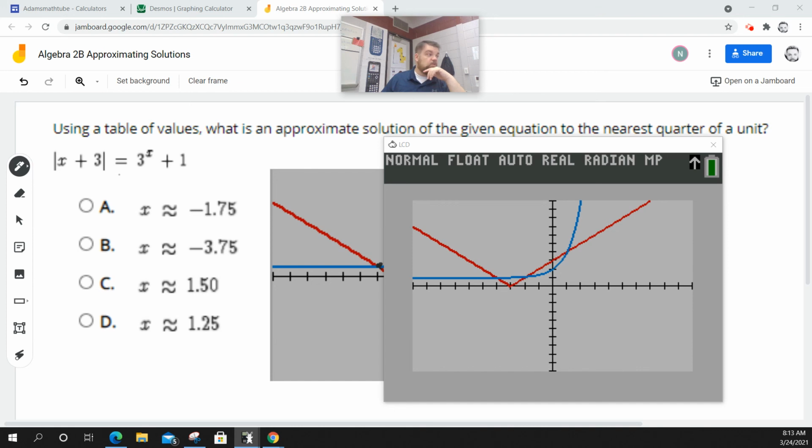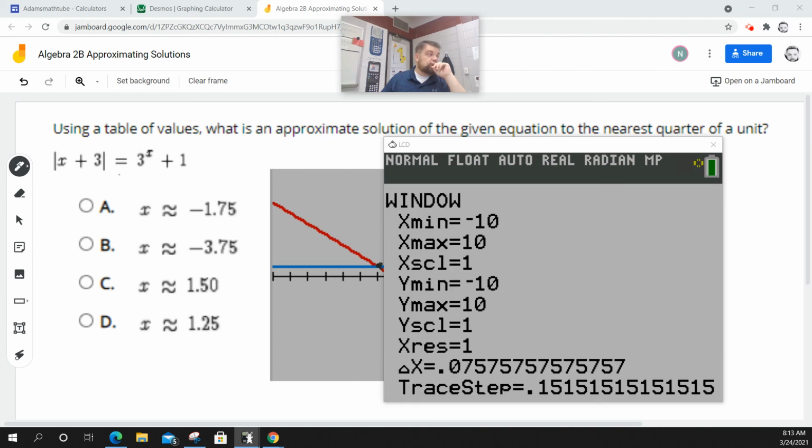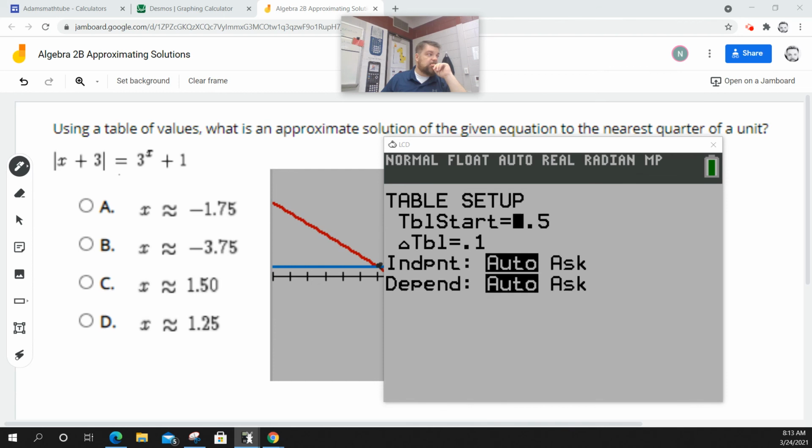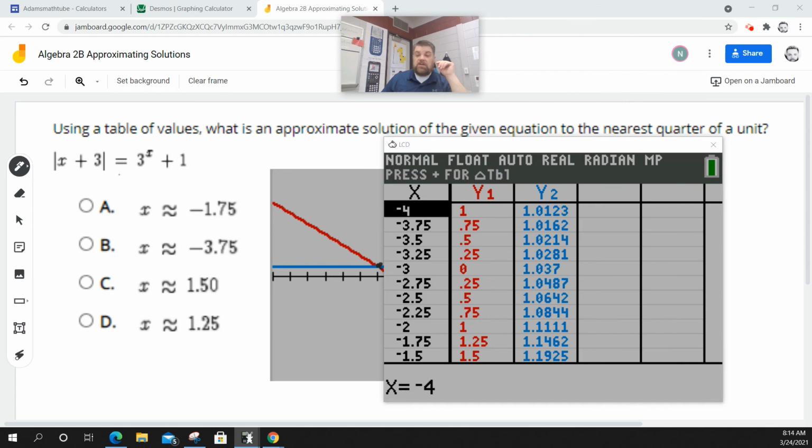So I'm going to start at 4. Whoops, wrong one. I'm going to start at -4. I'm sorry, -4. And since we're looking at the quarter values, I'm going to put 0.25. So we're going to count by 0.25. Then we're going to look at the table of values. And what we're looking for is where the two numbers are the closest together. So when I look at this, this is about 0.25 off. We're looking to see where these two numbers, the red number and the blue number, are closest. So this is about 0.25 off.